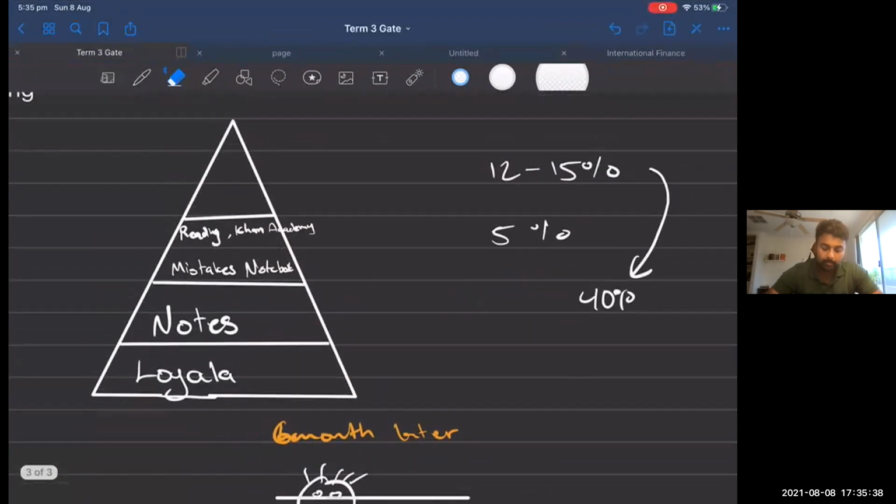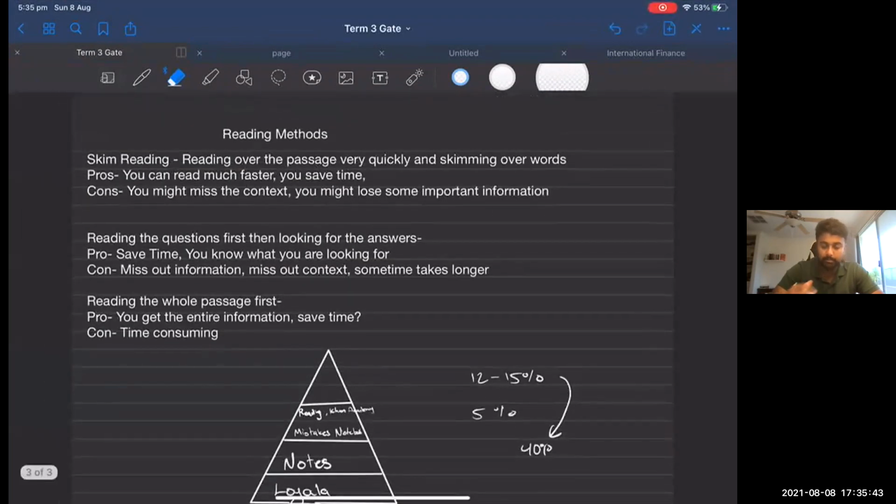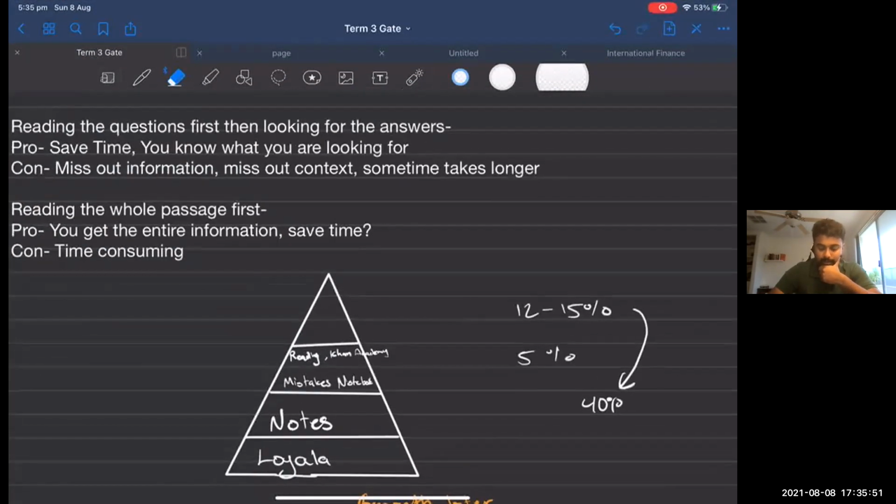Melvin, can you go back to the reading methods? Yeah, just take a screenshot. Oh, okay. Melvin, what about the tip of the triangle? Yeah, I'm going to come to that.